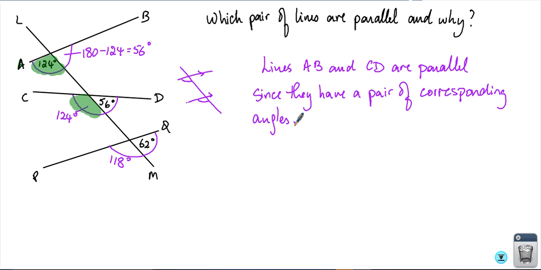So as you can see, to show that two lines are parallel, we must, and it's a must, find either a pair of alternate angles or a pair of corresponding angles or a pair of interior angles. Failure to do so will mean that the lines are not parallel to each other.